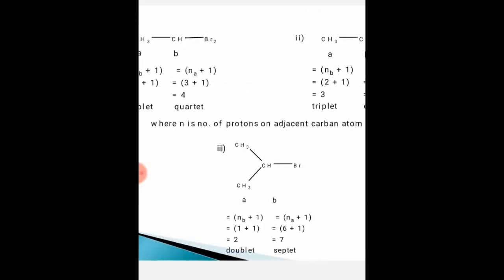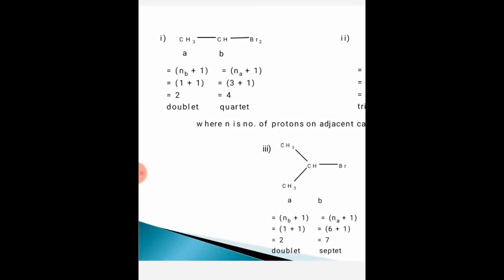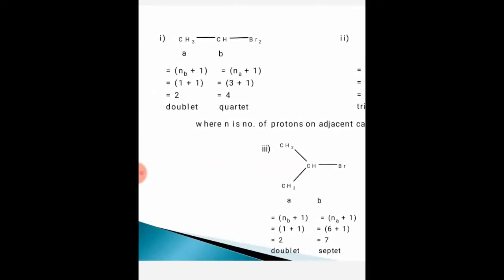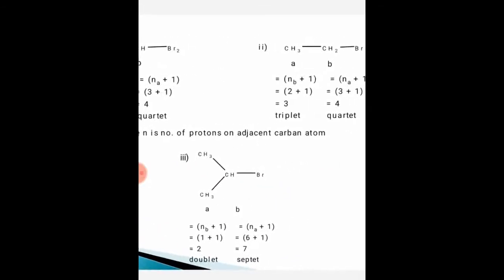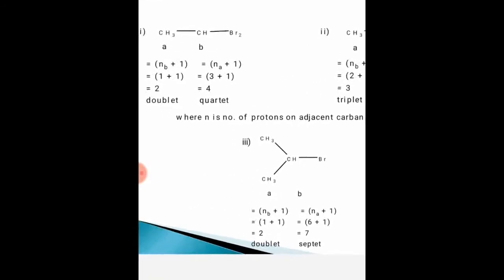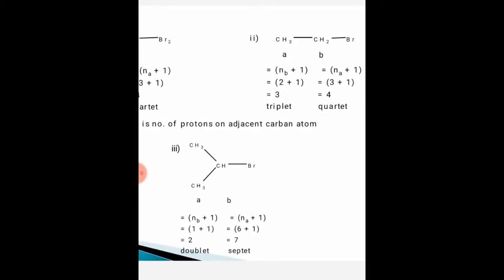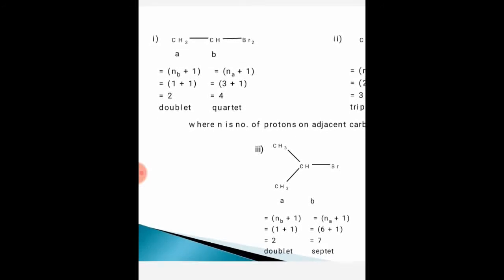Now let us see various examples. Let us calculate the number of lines for various compounds. Here we are comparing the first example with the second example. The first is 1,1-dibromoethane and the second example is 1-bromoethane. In this compound there are two sets of protons, and in the second compound there are also two sets of protons, A and B. Let us calculate the number of lines for the HA set of protons.